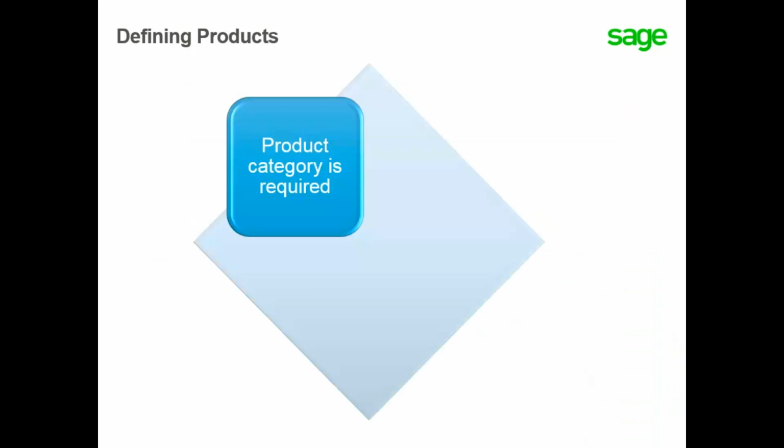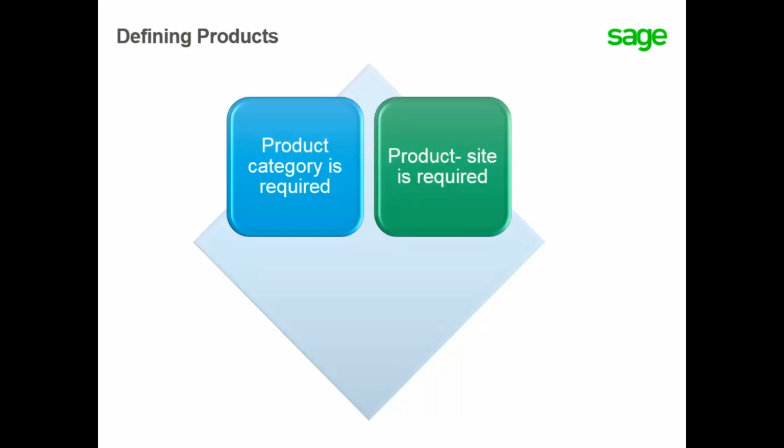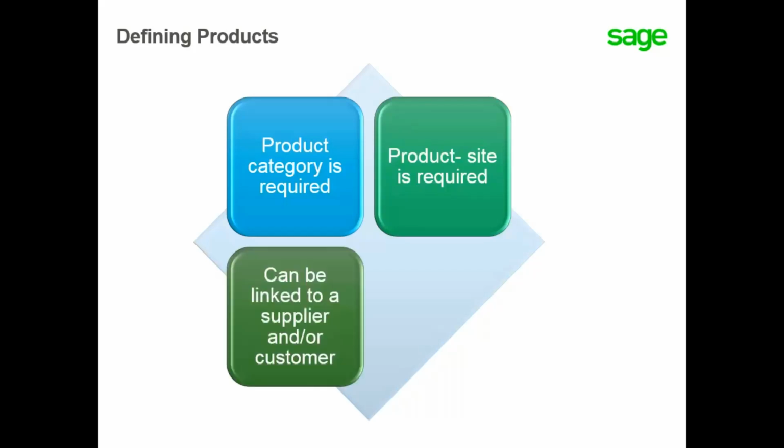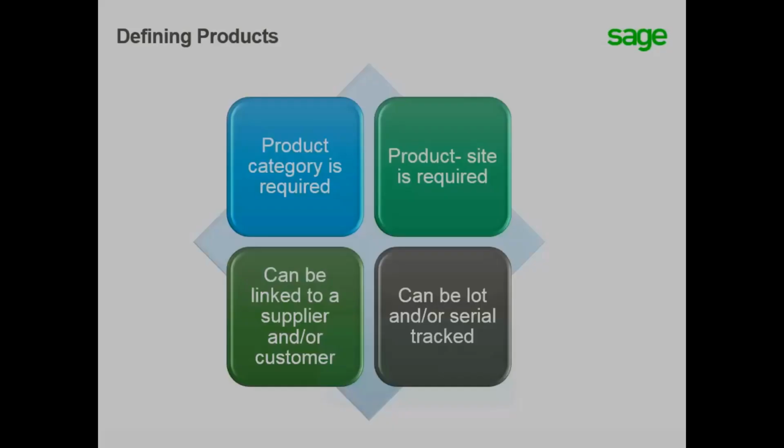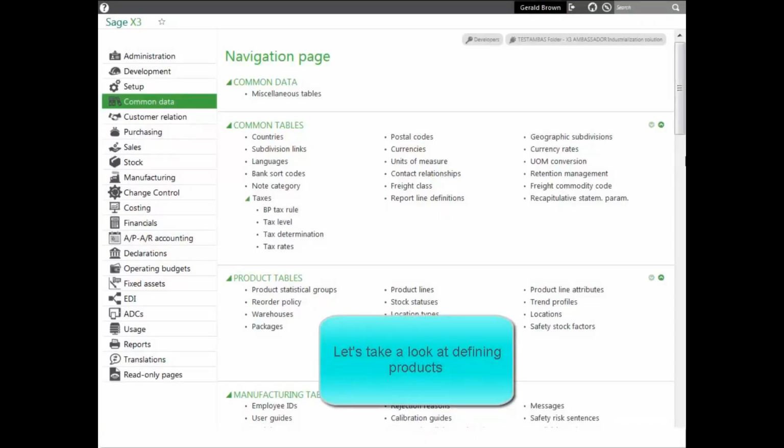Now, each product is assigned to a product category, which allows you to assign defaults to the product for simple entry. Now, for products to be sold or purchased, they have to be assigned to a product site. Products can also be linked to a supplier and/or customer to store, purchase, or sales requirements. And finally, managed products can be optionally lot and/or serial tracked. Let's take a look at defining products.